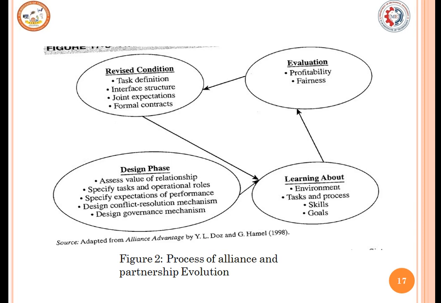So, the process of alliance and partnership evolution, how it happens. Here, learning about the environment, tasks and processes is very much needed. Then it comes to the design phase: assess the value of the relationship, specify the task and operational roles, specify expectations of performance, design a conflict resolution mechanism, and design a governance mechanism. Revisions will be there for task definition, interface structure, expectations and formal contracts.